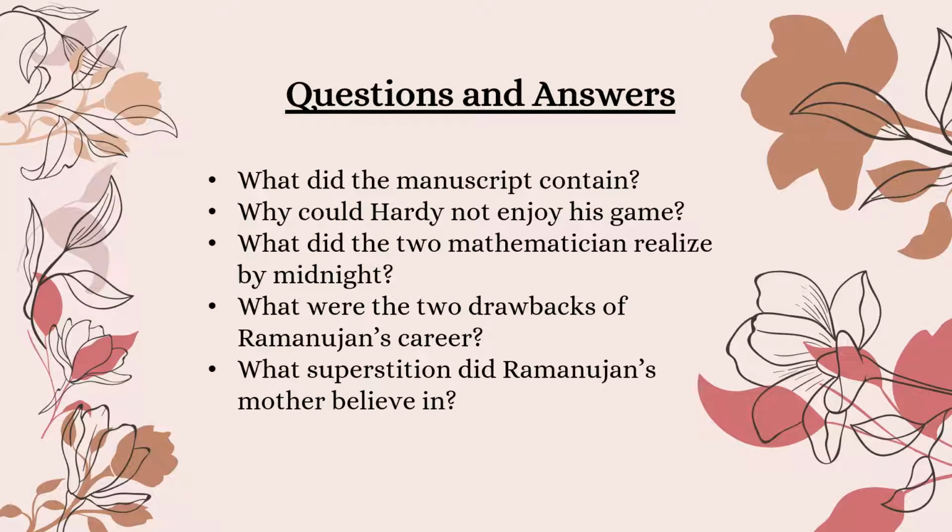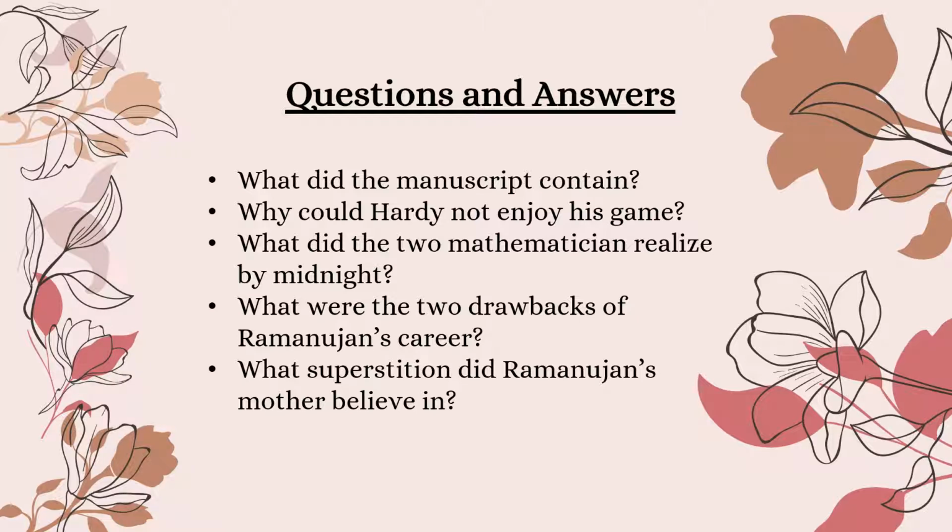Moving on to the next question. What did the two English mathematicians realize by midnight? The two English mathematicians knew for certain that the writer of those manuscripts was a man of genius. That was what they could judge that night. The fourth question. What were two drawbacks in Ramanujan's career? So we also learned that there were defects in his education and Ramanujan had come on the scene too late in the line of mathematical history. These are the reasons Ramanujan could not make contributions on the same scale as the great Gauss and Euler.